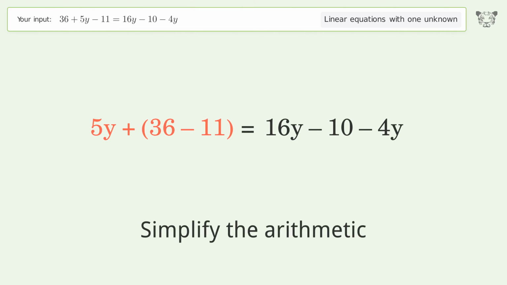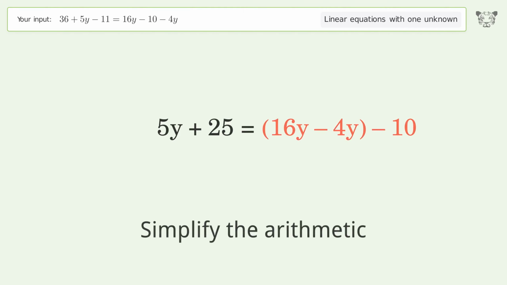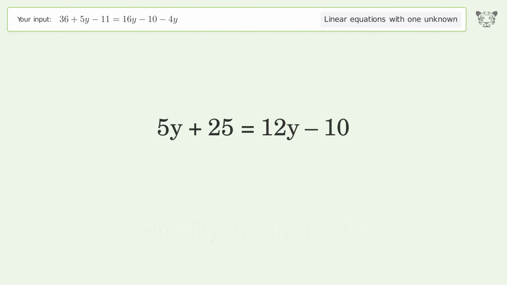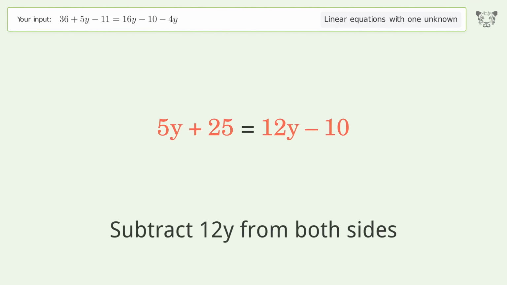Simplify the arithmetic. Group like terms. Simplify the arithmetic. Group all y terms on the left side of the equation. Subtract 12y from both sides.